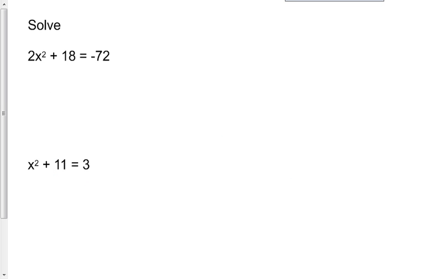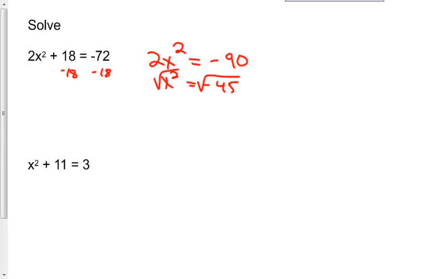When you solve equations, we're going to be using our square root method on both sides for a lot of these, and then when you're square rooting, you're going to find that you will have these i terms show up. So for instance, in this first one, solving for x, we're going to move our 18 to the other side first. 2x squared equals, what is that, negative 90? x squared equals negative 45. Square root on both sides. We've got negative 1, 9, and 5. 3i square root of 5.